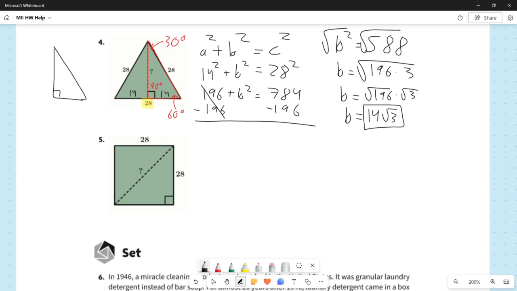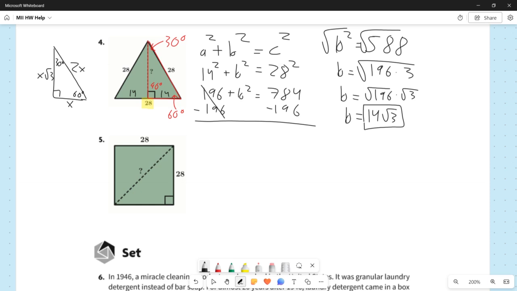If you have a 30, 60, 90 triangle like we do here, if the small leg is x, it turns out that the longer leg is x root 3, and that my hypotenuse is 2x. So notice in this situation, my x was 14. The hypotenuse is double that, which is 28, and my longer leg is the same 14, but now with a root 3, which is the answer that we got.